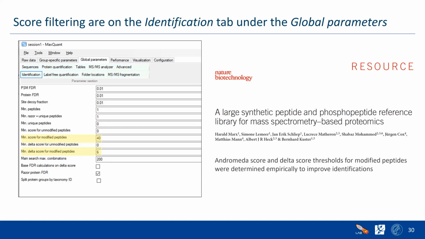What is this delta score? Delta score is the difference between the best score and the second best score with different sequences. Imagine you have two scores that are very close for the same spectrum; then the scoring function is not very good at identifying it. So if you have a bigger delta score, you have much stronger confidence in the Andromeda score.